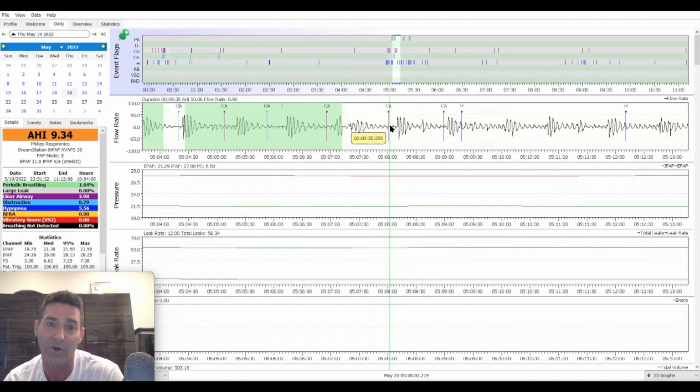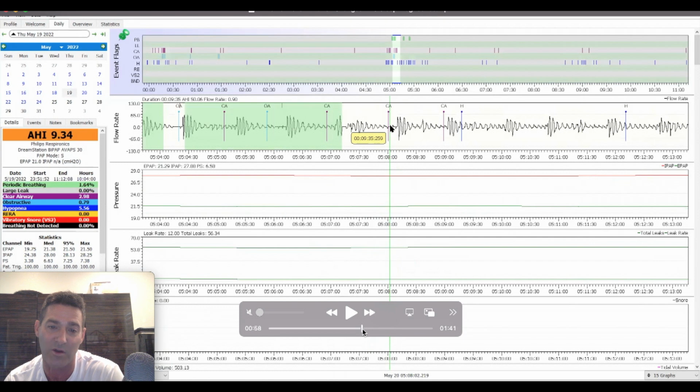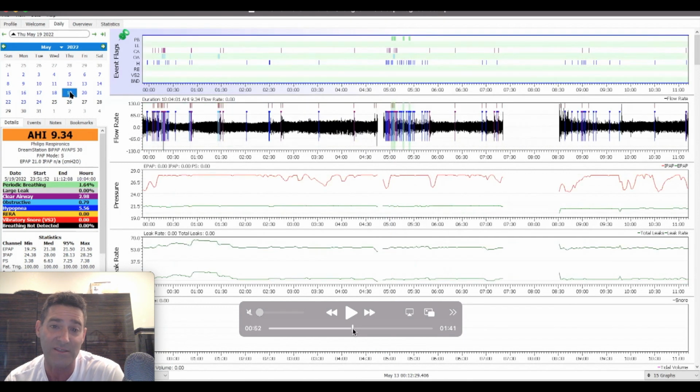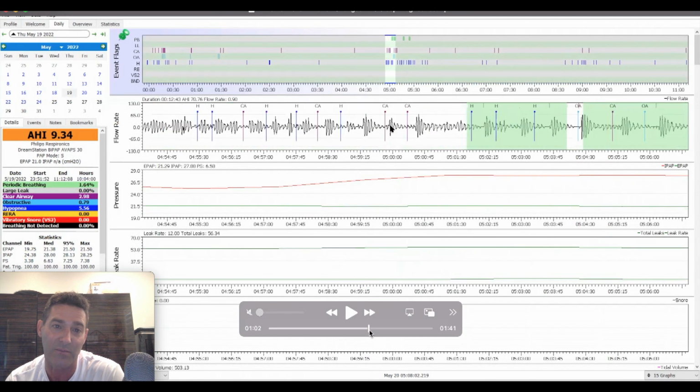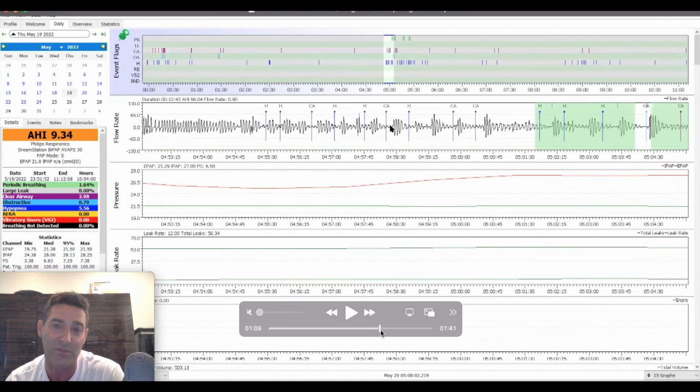And that's what we're looking for. We're looking for overall sleep consolidation. If we went back to the overall night, we can see that overall, that's an improvement. So what we did is we made a tweak up to 22, and then we made some further tweaks to the IPAP. I don't have that data with me, but you can see the improvement in his overall sleep. It is much, much better.